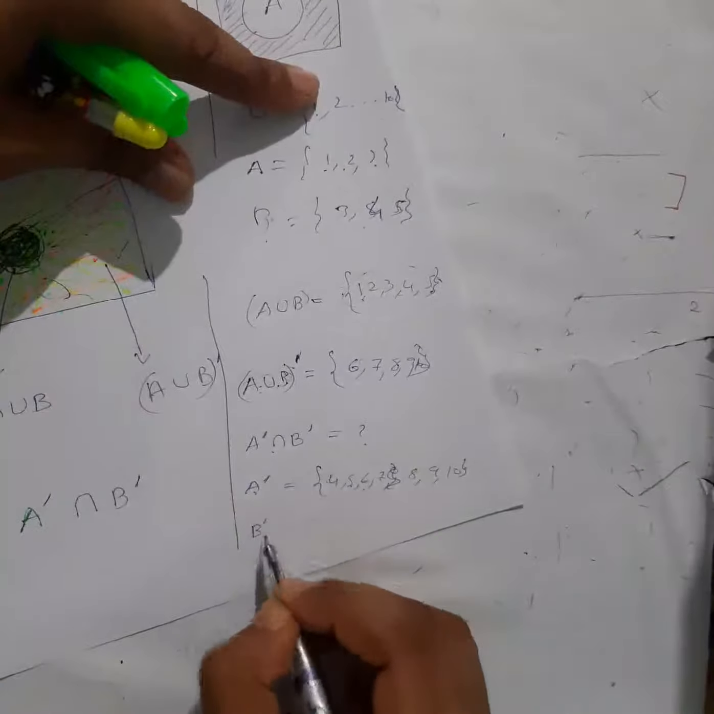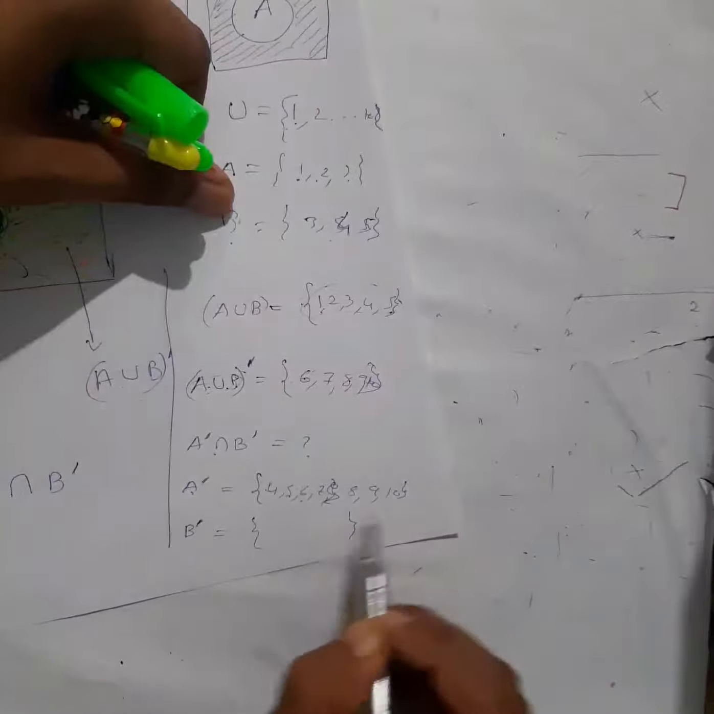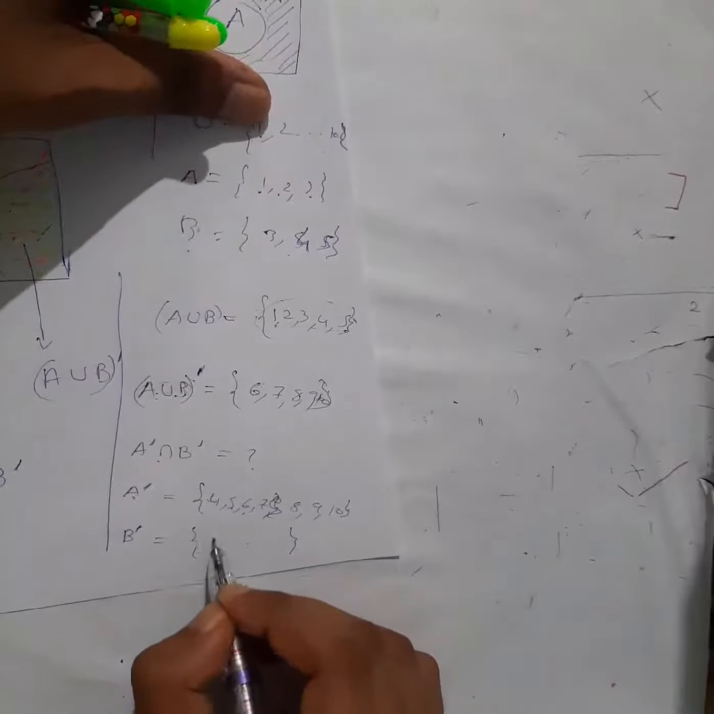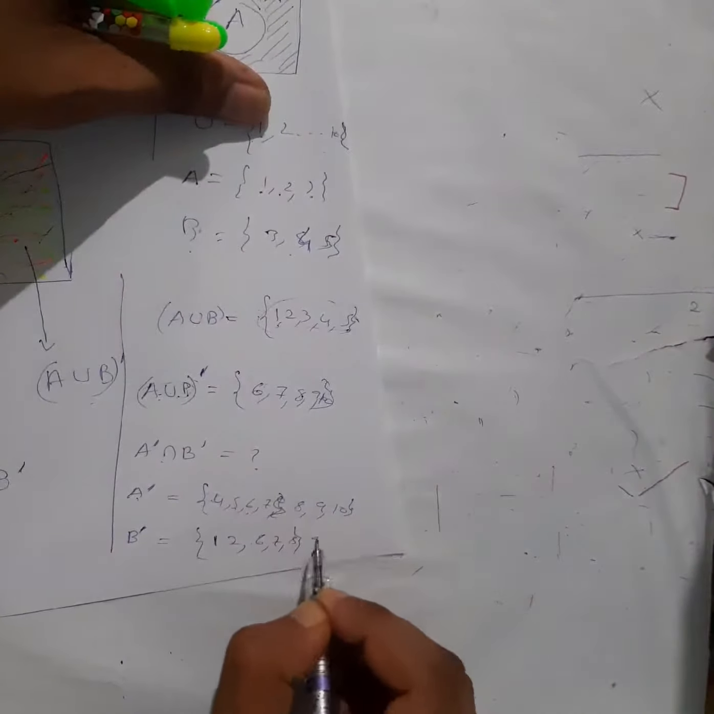Okay. Now B complement, let's find out B complement. What elements will be there? Those which are not there in B. 3, 4, 5 will not be there. Other than that, what is there? 1, 2, 6, 7, 8, 9, 10.